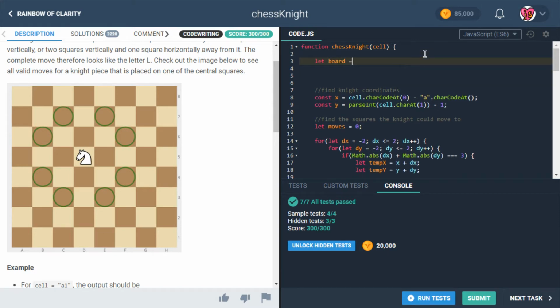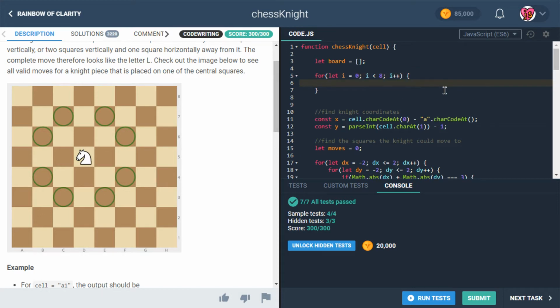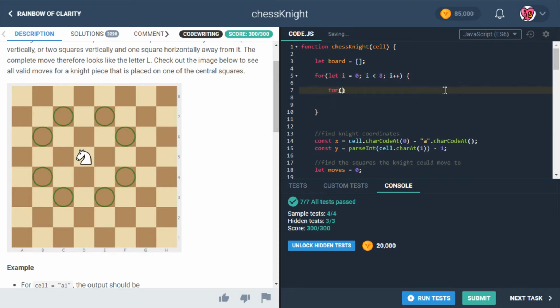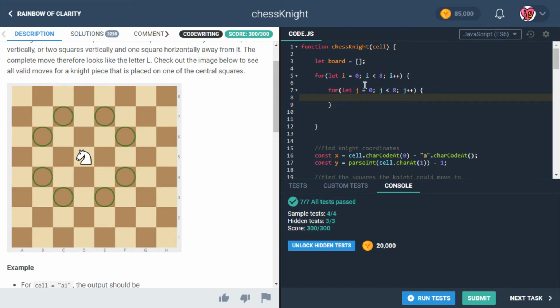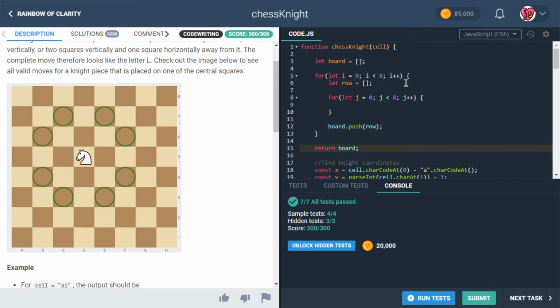I'm going to say let board be assigned the value of this empty array here. And we're just going to do for let i be assigned the value of 0, i is less than 8, i plus plus. So the same sort of thing that we had before. For let j be assigned the value of 0, j is less than 8, j plus plus. And then what do we want to do inside each of these? Well, the same sort of thing as before. Let row be assigned the value of this empty row. We want to push the row onto the board, and I guess we want to return the board.